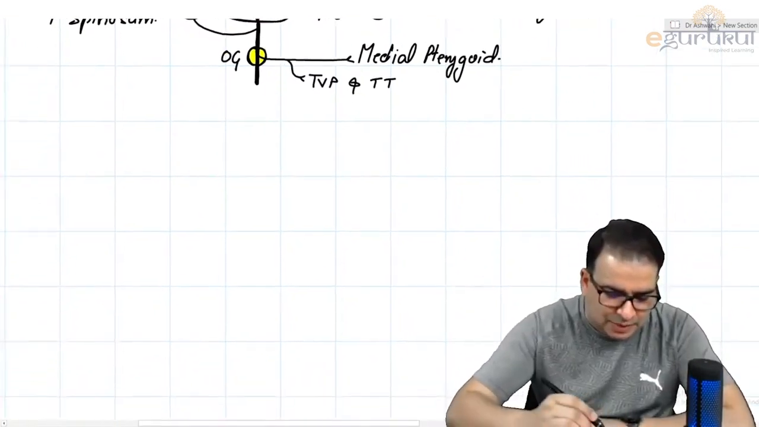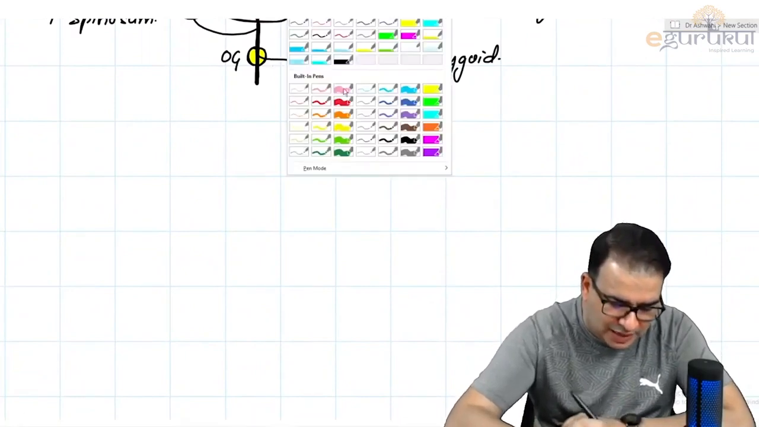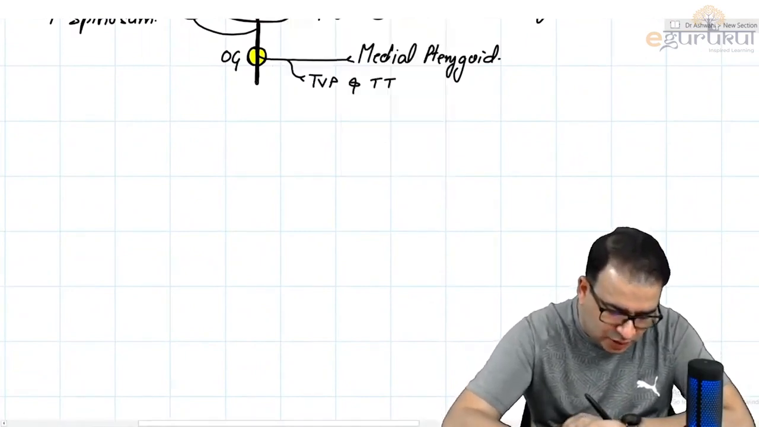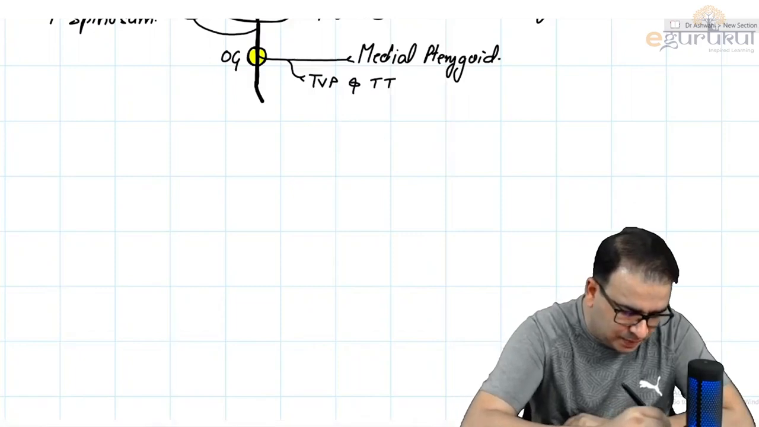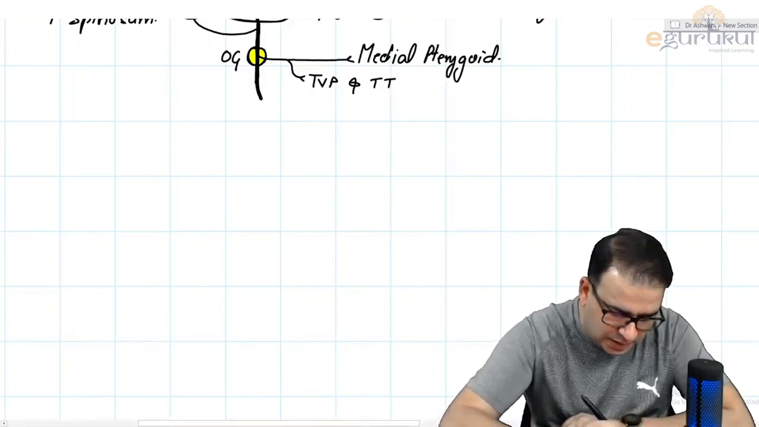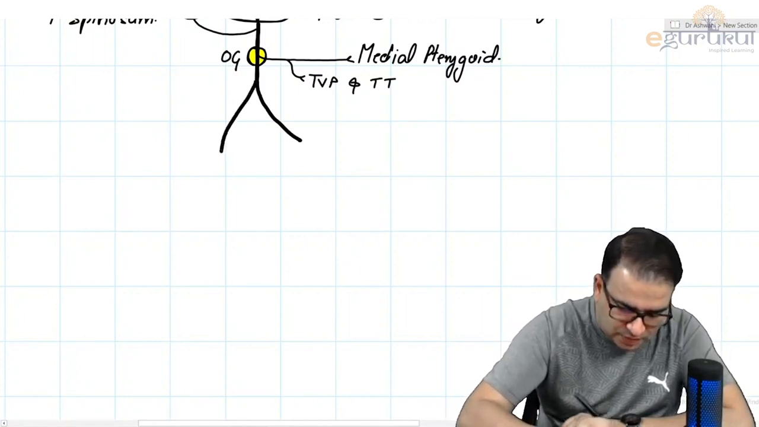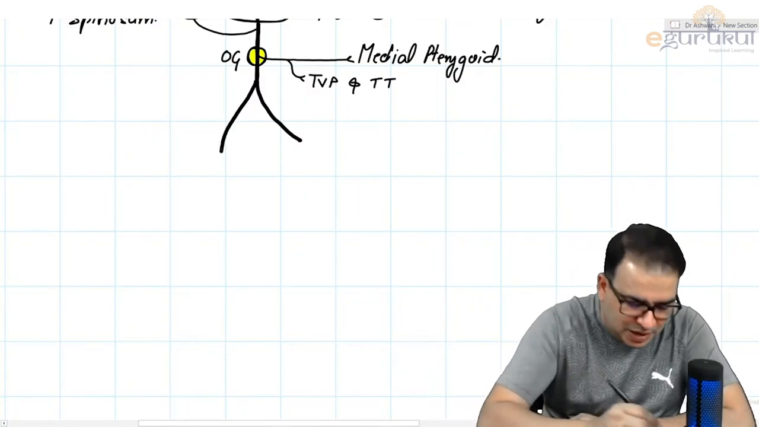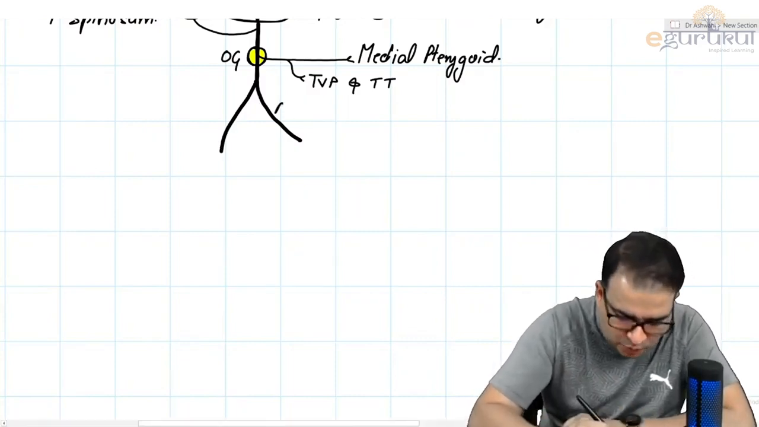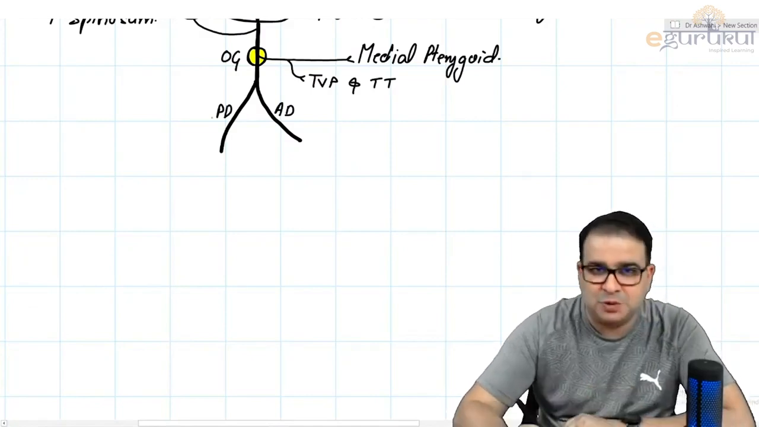After that, the mandibular nerve is going to divide into the anterior and posterior division. Now, this here, let us say, is the anterior division, and here we have the posterior division. Now, when you look at the branches coming from the anterior division, let me take them one by one, guys. This is AD, and this is PD, anterior and posterior division.